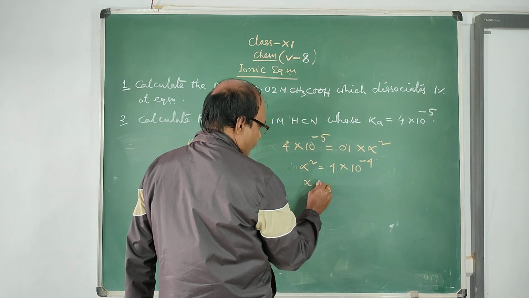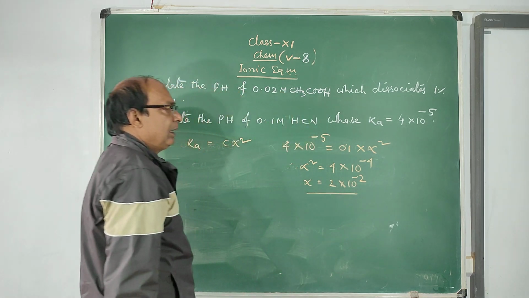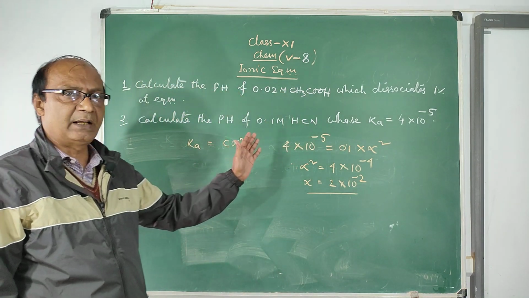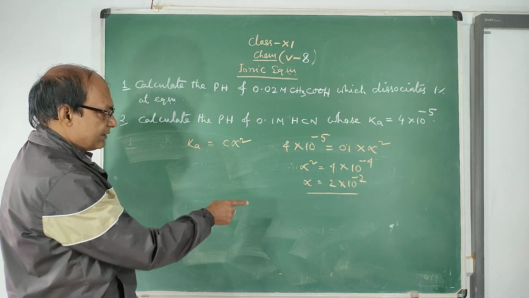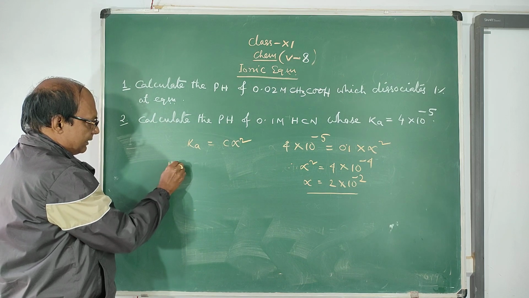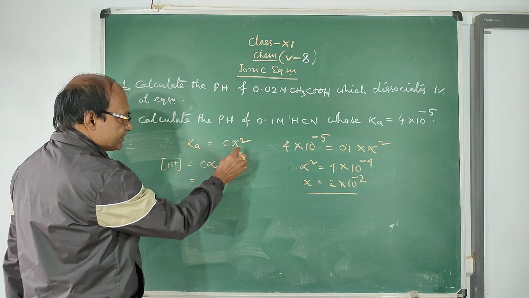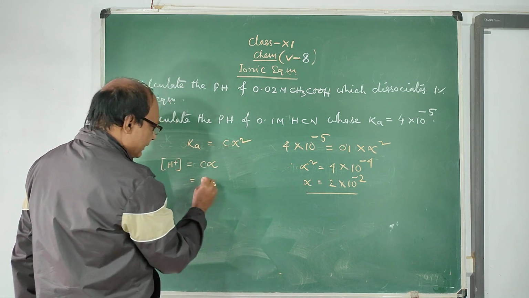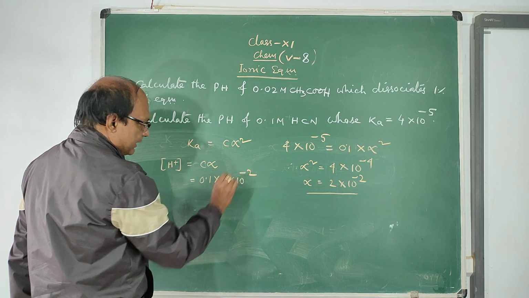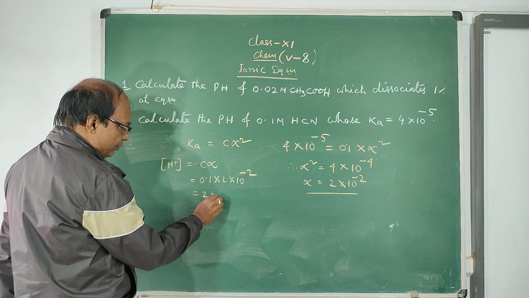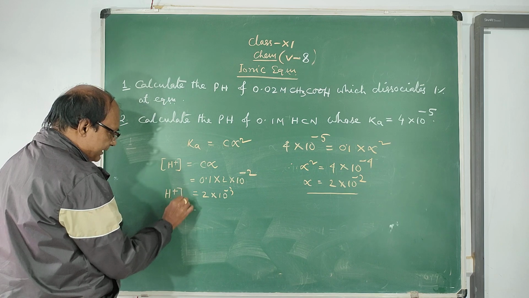Alpha equals 2 into 10 to the power minus 2. So you can find out alpha. After that you can find out the hydrogen ion concentration and then the pH. As I discussed in the previous problem, hydrogen ion concentration at equilibrium equals C alpha. C is given, alpha is known: 0.1 into 2 into 10 to the power minus 2. So this is equal to 2 into 10 to the power minus 3. From this you can also find out pH.